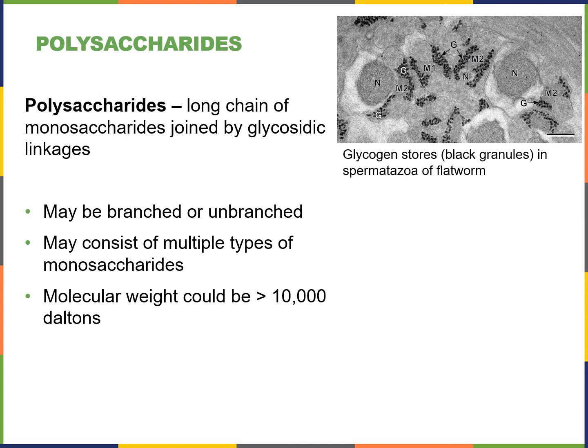Now, when you get into polysaccharides here, as I said at the beginning of this lecture, they can be anywhere in the millions to billions of sugars long. They can be one continuous straight chain, or it could be branching chains, kind of like a vine.